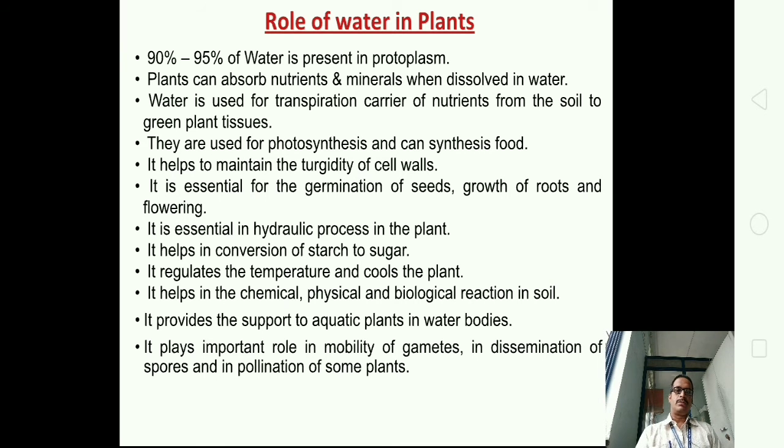Water provides support to aquatic plants in water bodies as well. Water also plays an important role in the mobility of gametes, in the dissemination of spores, and in pollination of some plants. Water loses its physical and chemical properties in the absence of water. So these are the roles of water in plants.